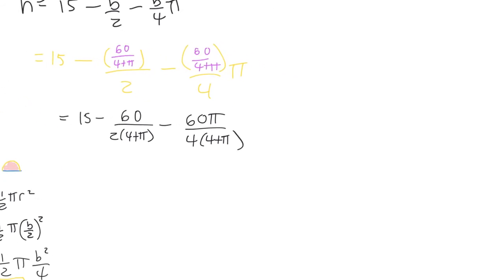Well, first of all, we could cancel that, turn that into a 30. Cancel that, turn that into a 15. So really what we're dealing with is 15 minus 30 over 4 plus pi minus 15 pi over 4 plus pi. So looking for a common denominator, it looks like 4 plus pi is a good candidate.